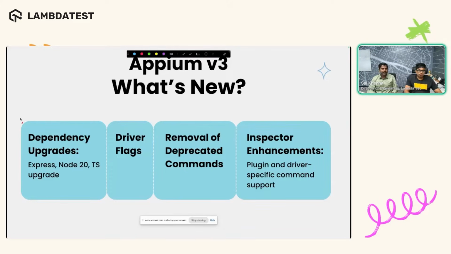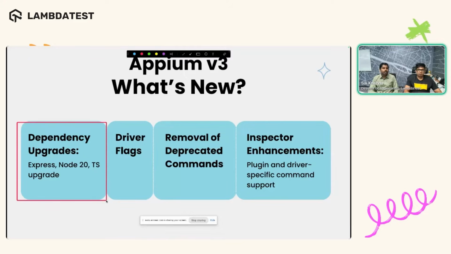And in Appium 3, we have upgraded the minimum supported version to Node 20.19, I believe. We'll see the version when we are doing the code. TypeScript has also been upgraded under the hood, and the Express server version that we were using behind the scenes for all these API requests that Sai was talking about in the Appium client-server architecture has also got an upgrade.